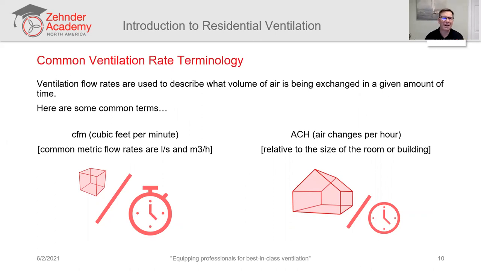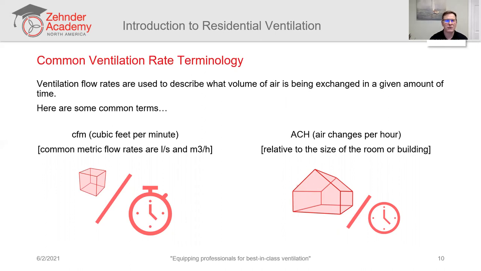Let's talk about some common ventilation rate terminology. The ventilation rate or the flow rate basically describes what volume of air is being exchanged in a given amount of time. There are two very typical ways that this is talked about. One is in a very absolute way, usually in North America in CFM, or cubic feet per minute. So let's just say 10 cubic feet per minute. That's defined right there. That's how much air is being exchanged.